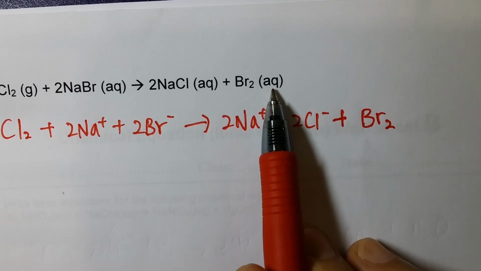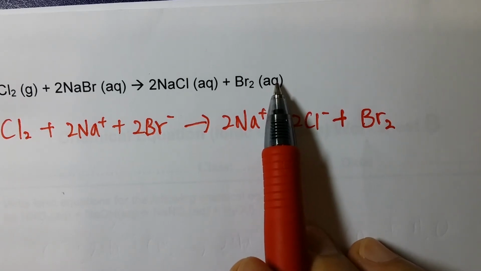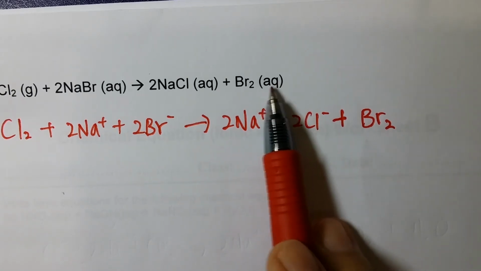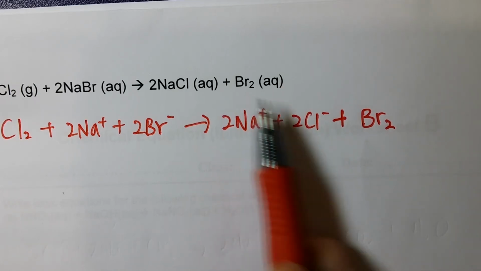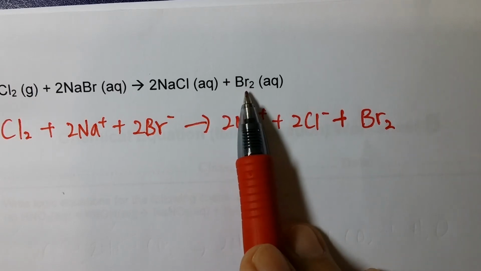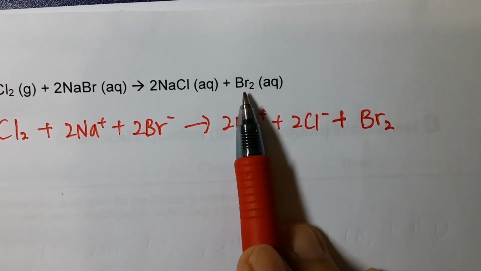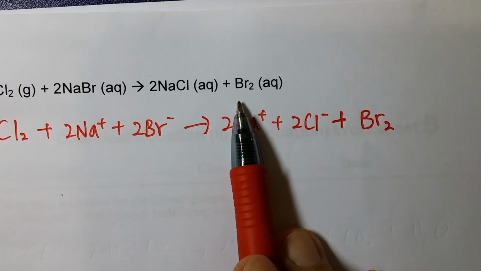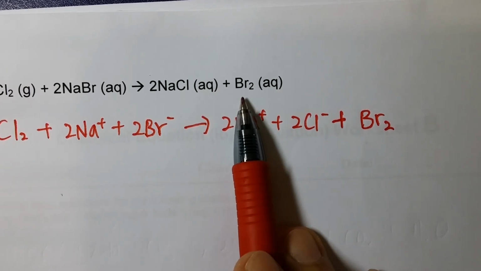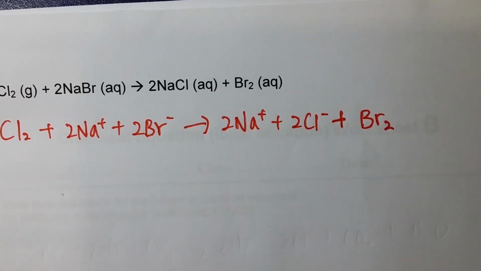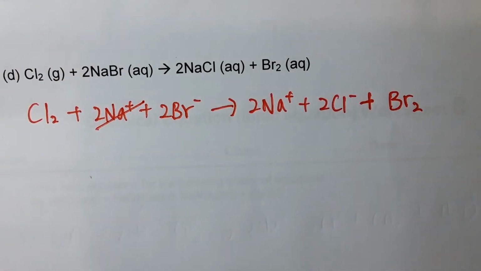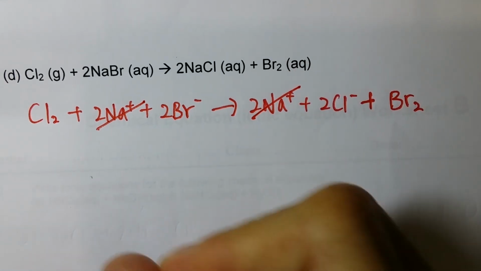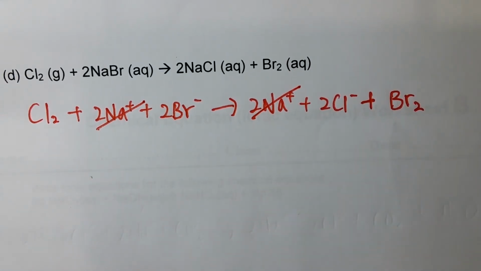Br2 can either be written as aq or liquid. It doesn't matter, either one. The thing is that you do not split this. It exists in molecular form. All elements in group 7 are diatomic. They will not form ions. Okay, so the spectator ion is Na plus, and then after that you have to rewrite it.